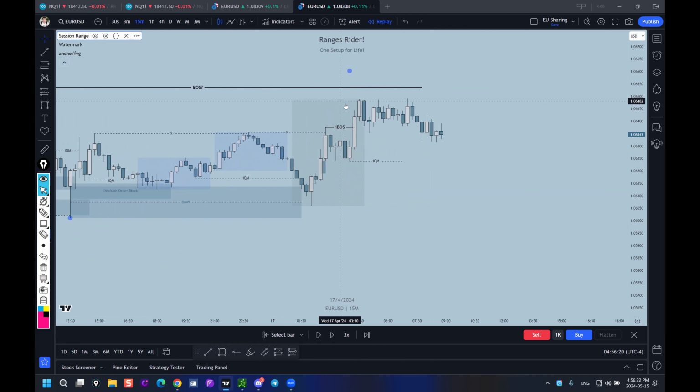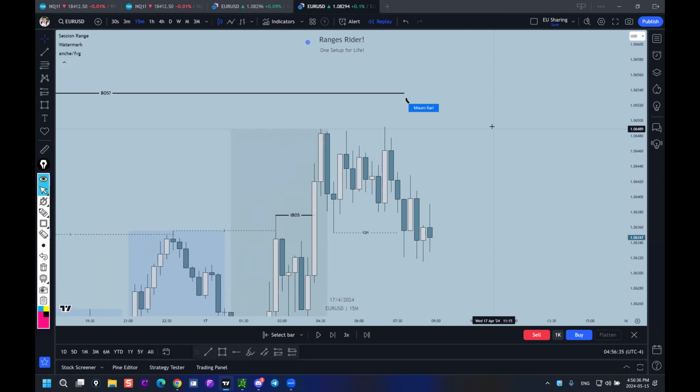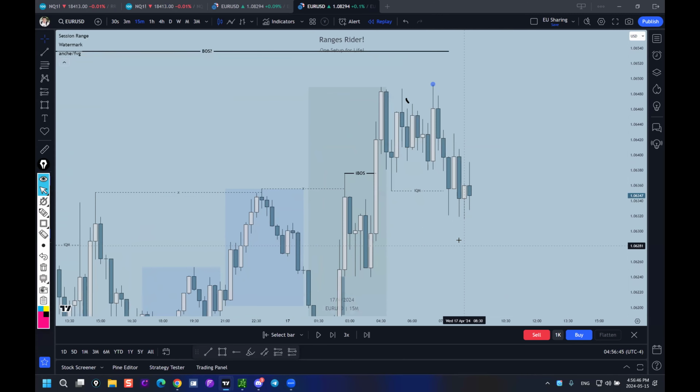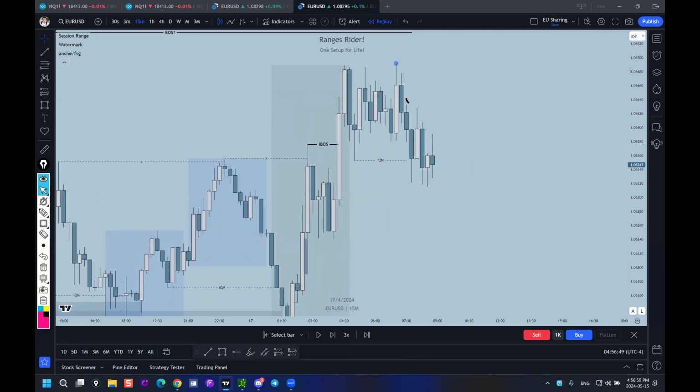It's been grabbed. This one took it for just a tick, probably. Can you see? He grabbed it. So basically, we have a QM, and now our high is confirmed. Yes, we have a QM and we have a confirmed high.